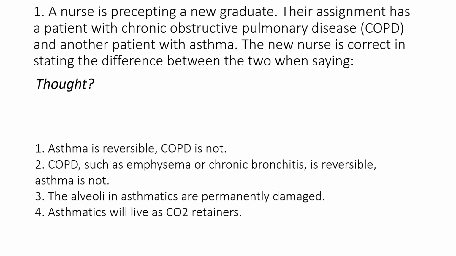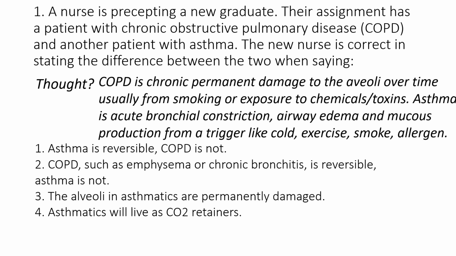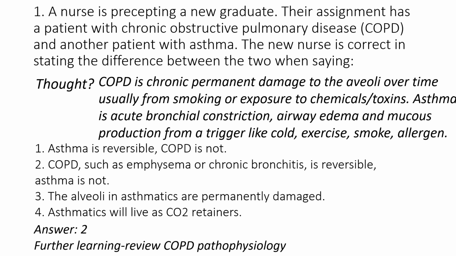The answer here is number 1. COPD is chronic permanent damage to the alveoli that happens over time, usually from smoking or constant exposure to chemicals and toxins. Asthma, however, is acute bronchial constriction, airway edema, and mucus production from a triggered response. The immune system maybe just does not like it when the patient is exposed to cold air, exercise, smoke, allergens, bad air. And so it's important to know that asthma is acute, so you can remember A for asthma, acute. And you can also remember that COPD starts with a C, C for chronic. So the answer was number 1, and this just reviewed the quick difference between COPD and asthma.